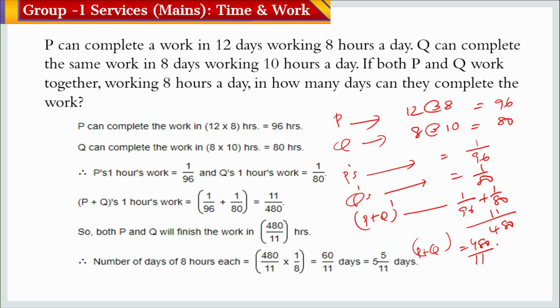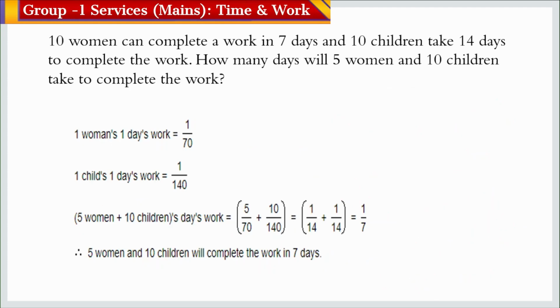So, 480 by 11 hours it is. So, we have to convert this into days. We have to multiply by 1 by 8 or divide by 8. 8 sixes are 48, so 60 by 11. 60 by 11 days, or you can say 11 fives are 55, so 5 and 5 by 11 days. So, they can complete the work in 5 and 5 by 11 days. Clear? Okay. We will see the next question.